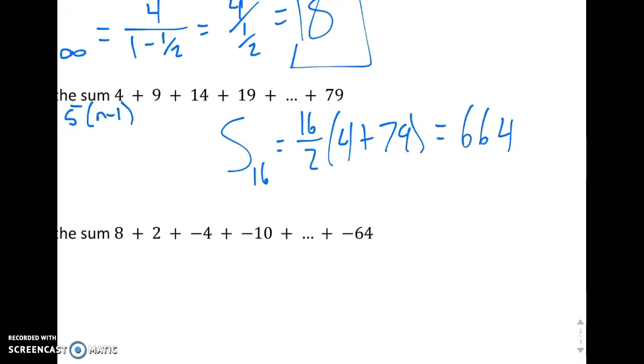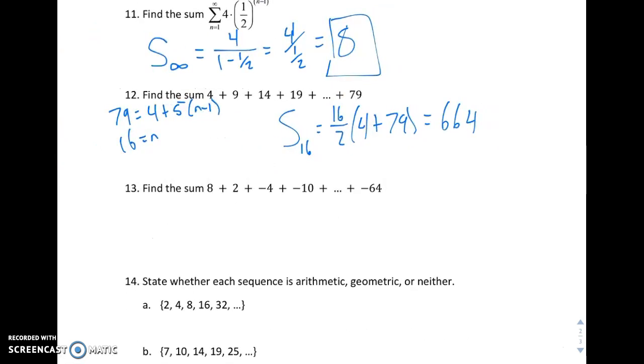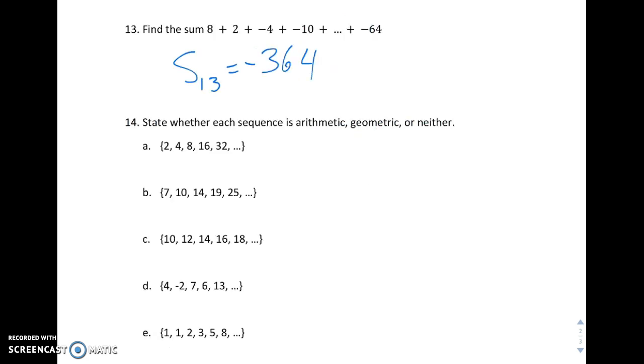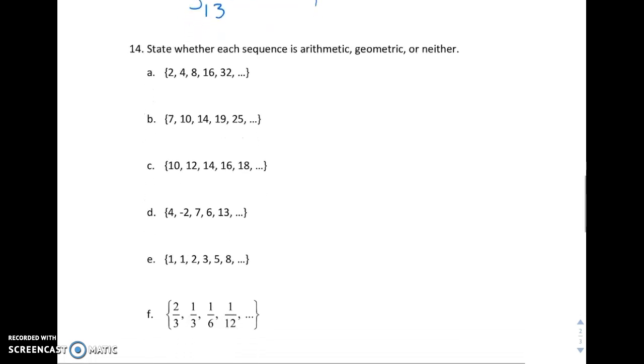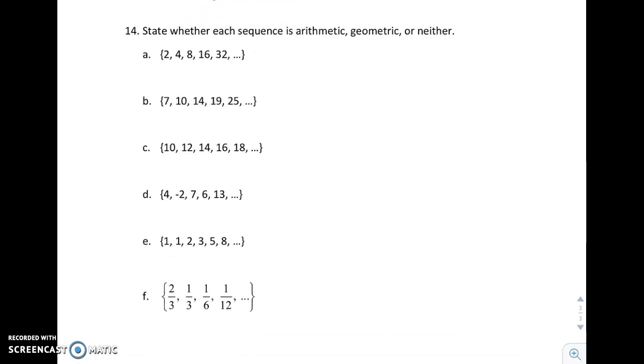Right? So I'll pause the video here. If you would like to try number 13 on your own, it's just like number 12. Go ahead. Alright, so the answer for number 13 is now on the screen. We'll go to question 14, which asks us to state whether each of these sequences is arithmetic, geometric, or neither.